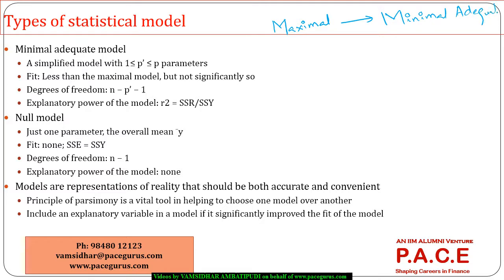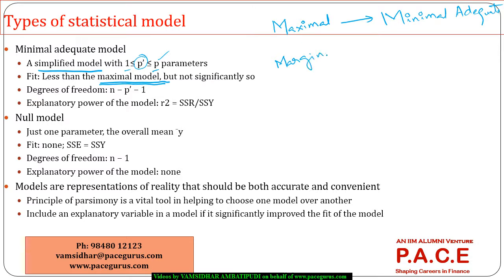So it's a very simplified kind of model. I'm cutting down the model to the core. It's a simplified model with just P dash parameters. So P dash will be anywhere between 1 and P. P is all possible combinations, right? All possible interactions, everything. So the simplified model with P dash parameters would be in between the two. It would be a slightly lesser fit compared to the maximal model, because we have removed a lot of variables from that maximal model, but very, very marginal.